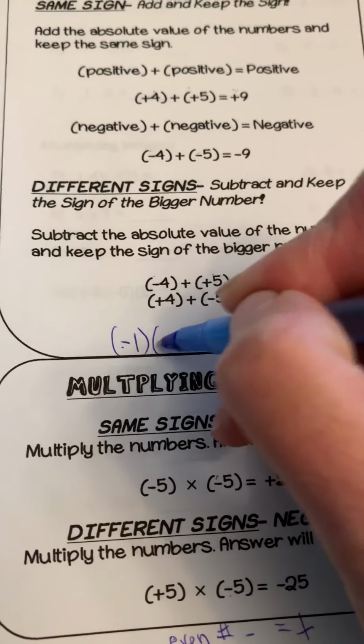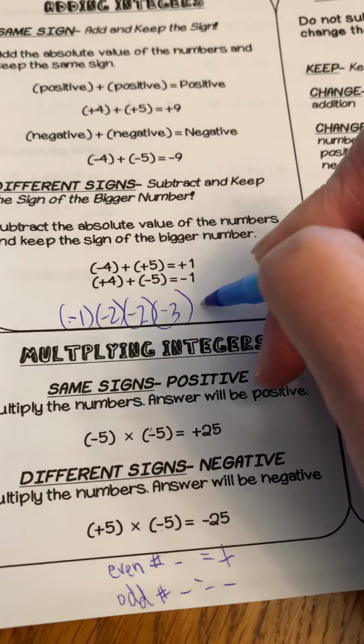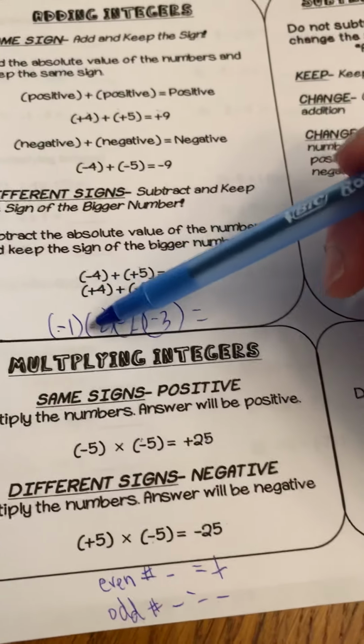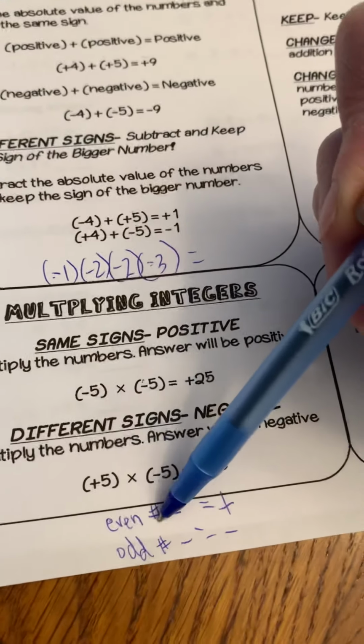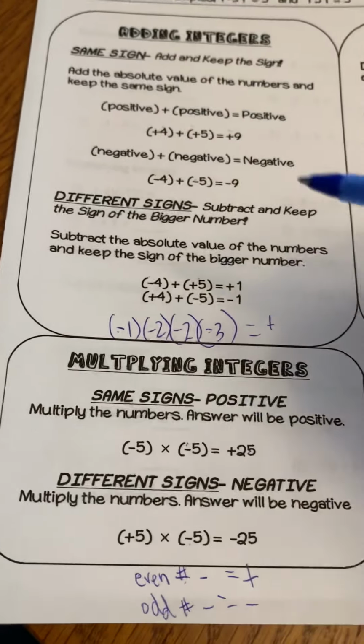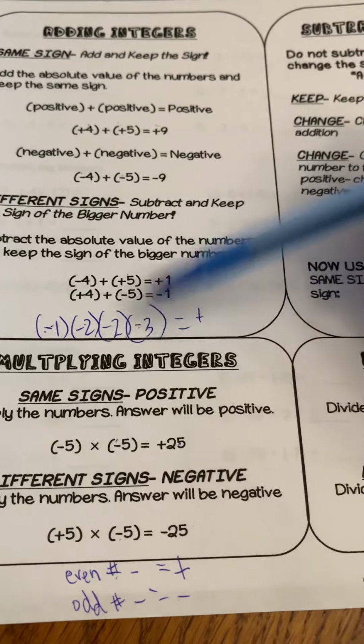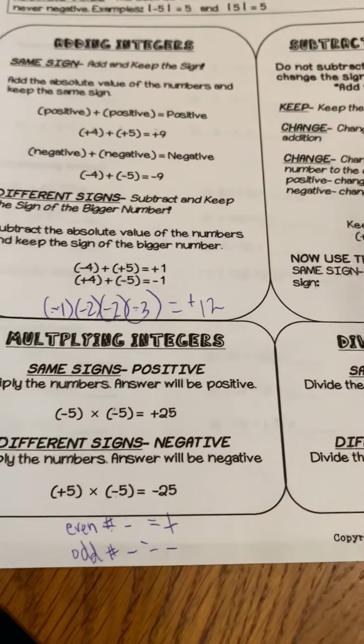Negative 1 times negative 2 times negative 2 times negative 3. First thing I want you to do is count through here. 1, 2, 3, 4 negatives, which is an even number, so we know our answer is going to be positive. Then we go back through and we do the multiplication. 1 times 2 is 2, 2 times 2 is 4, 4 times 3 is 12.